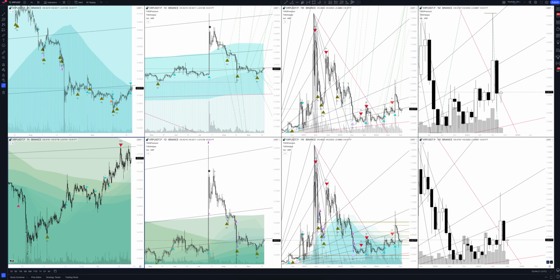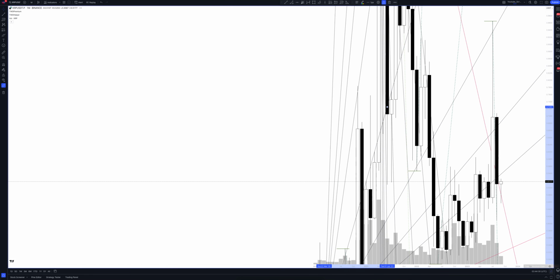Today we will take a look at XRP cryptocurrency. Let's analyze the market situation and find out how you can make money on it. Let's start. We always start our analysis from the global market.